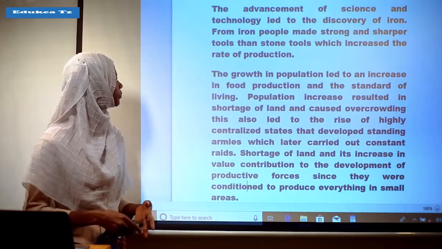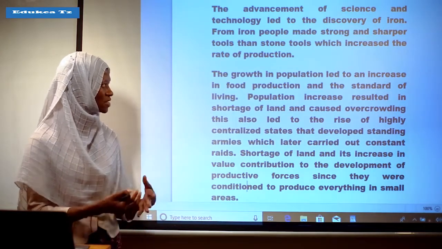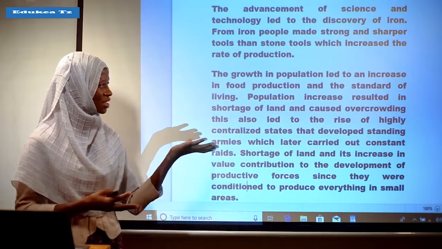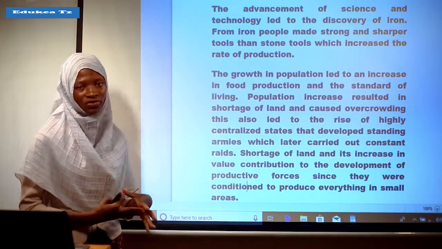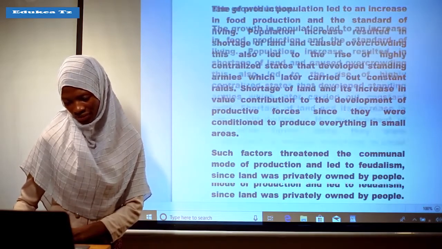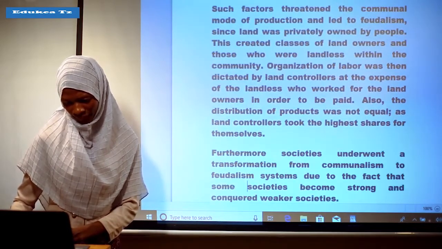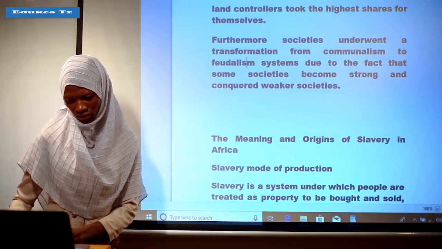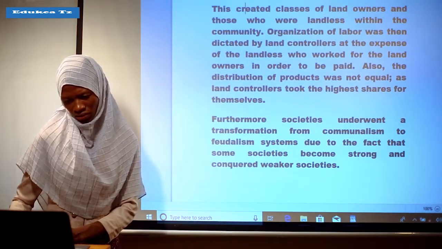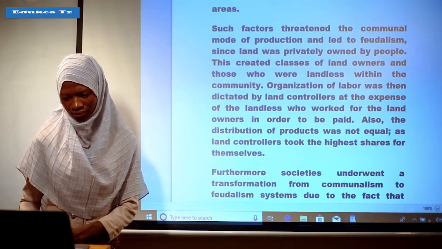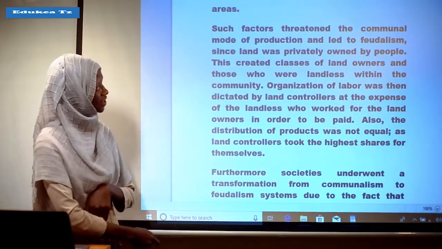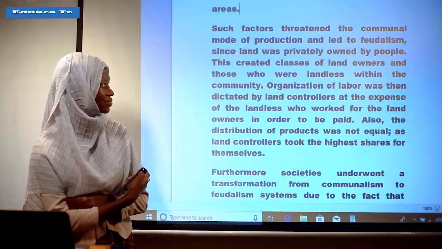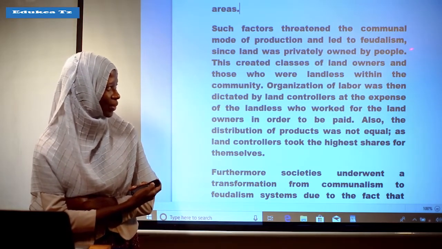So you can see how society and human beings experienced these things. They found themselves changing from the first mode of production to the feudal mode of production. In general, we can say that such factors threatened the communal mode of production and led to feudalism, since land was privately owned by people.